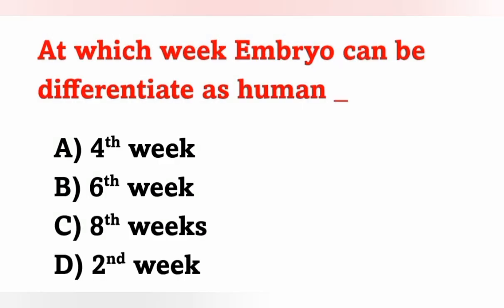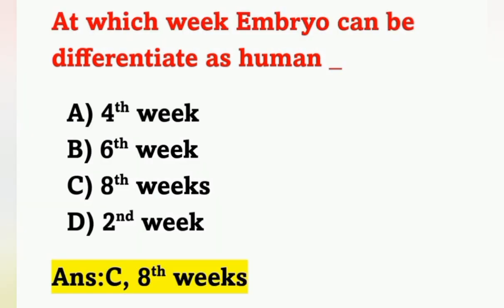The next question, at which week can the embryo be differentiated as human? Options, option A 4th week, option B 6th week, option C 8th week, option D 2nd week. Embryo can be differentiated as human at 8th week. Option C is the correct answer.